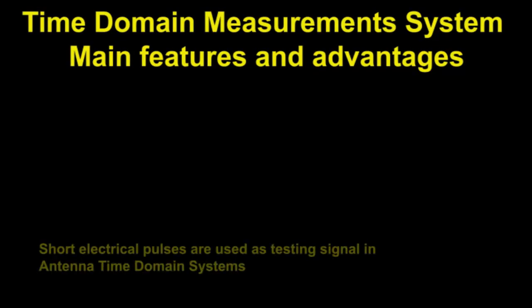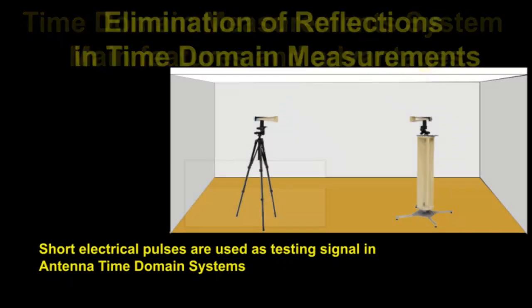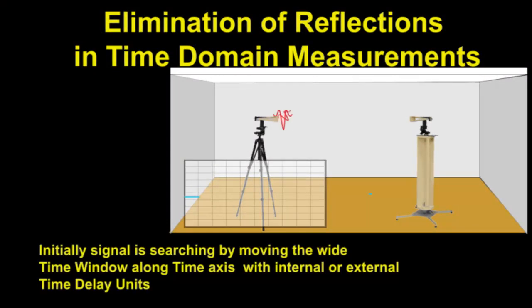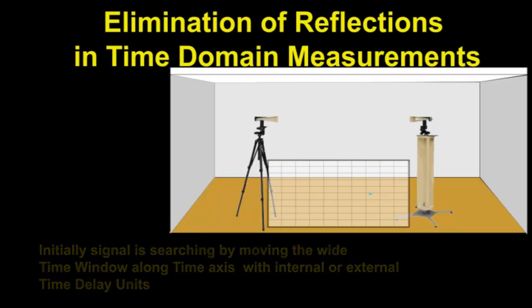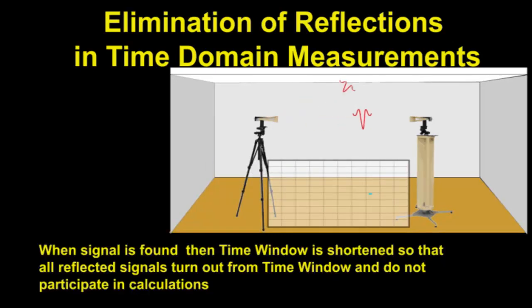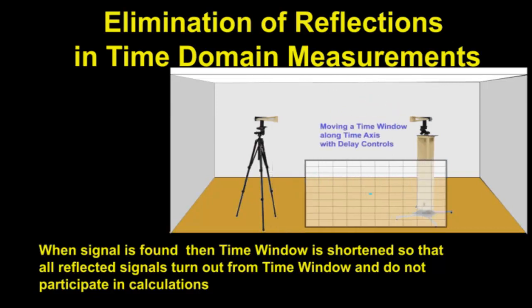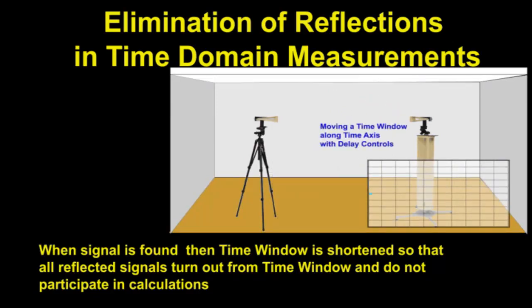Time domain measurement system. Main features and advantages. Short electrical pulses are used as the testing signal in antenna time domain systems. Initially, the signal is searched by moving a wide time window along the time axis with internal or external time delay units. When the signal is found, the time window is shortened so that all reflected signals fall outside the time window and do not participate in calculations.